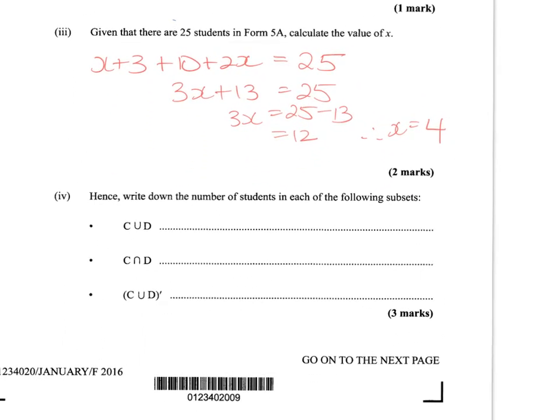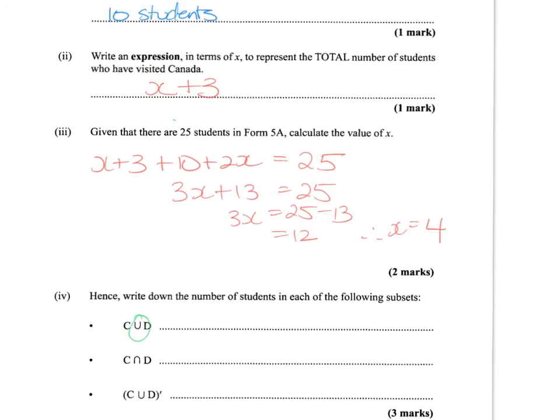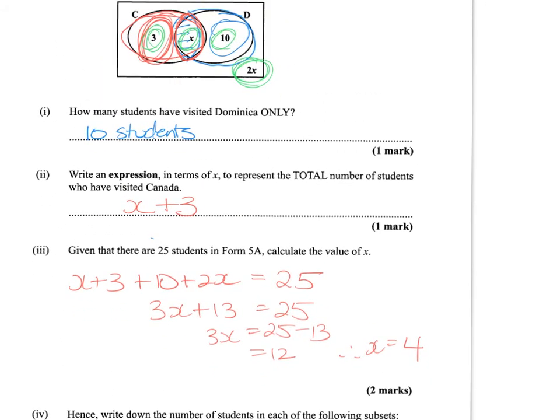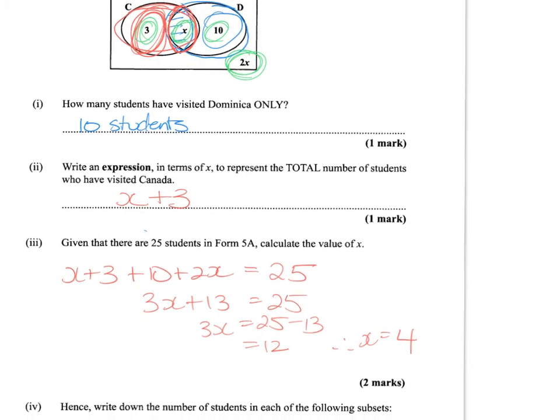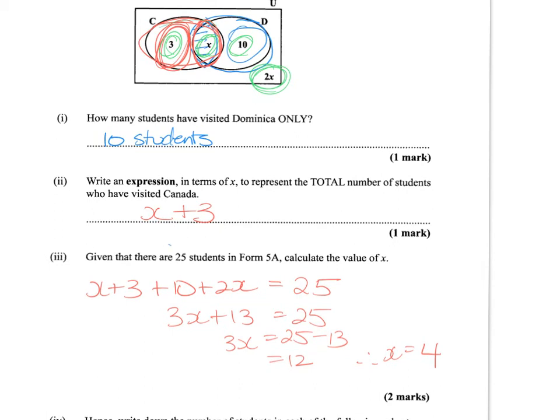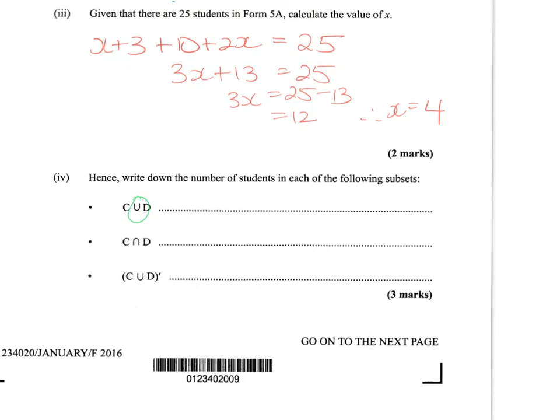Hence, write down the number of students in each of the following subsets. C union D. So this symbol here is union, which means everything in C and everything in D. So C union D, everything in C and everything in D. So we're going to get the 3, the x, and the 10. And we know x is 4. So 3, the x, and the 10. So that gives us 17.